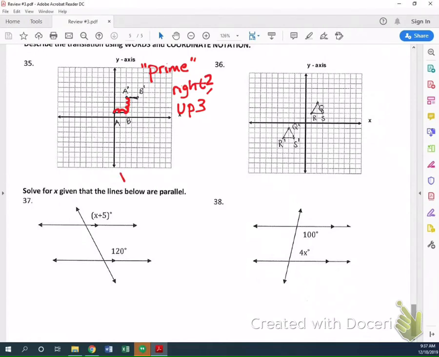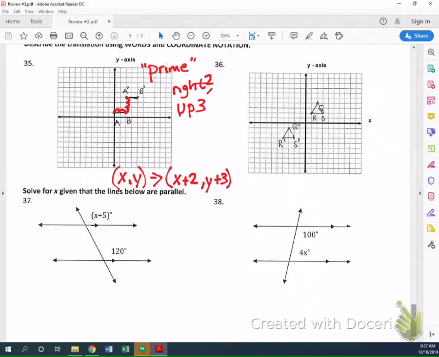Now we write it in coordinate notation like this. Do you guys remember a change to the right is adding to the x, up is adding to the y? Yeah, this stuff is not fun. This is definitely something that could go on the note card.